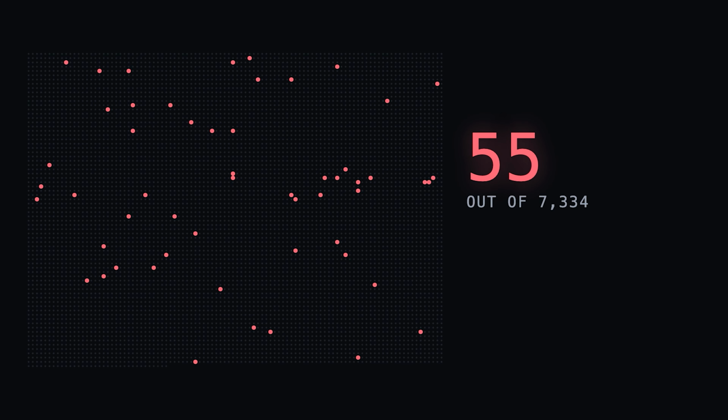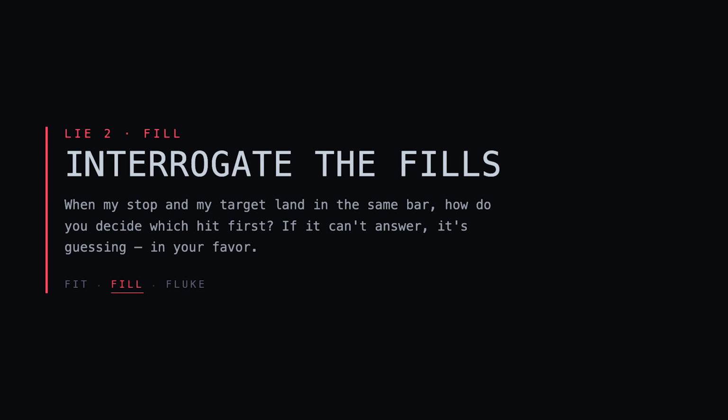And here's why you'll never catch this by eyeballing an equity curve. 55 trades. Out of 7,300, under 1% of the sample carries 100% of the damage. So bias 2 is the fill. And how do you test this? Well, you can interrogate it.